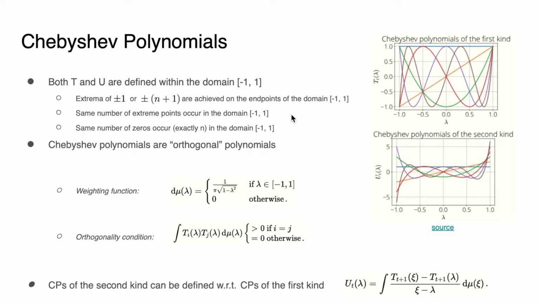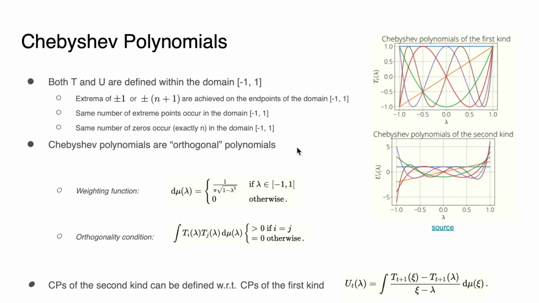However, there are many similarities in the behavior of these two kinds of Chebyshev polynomials that you can see in this image. First of all, both kinds of Chebyshev polynomials achieve extrema within the endpoints of the domain -1 to 1. Additionally, they achieve the same number of extrema within this domain that are at alternatingly positive and negative positions, which implies that the same number of zeros occur, exactly n of them, within the domain -1 to 1.